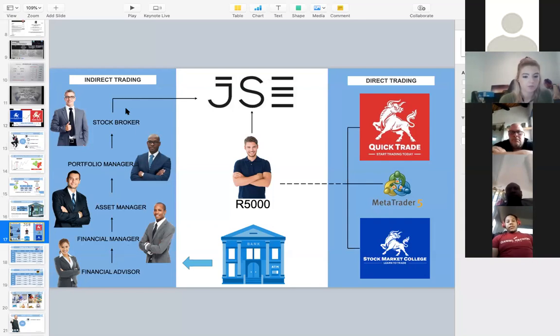Now, what Stock Market College does is they take you as a client, they teach you how to trade exactly like these people on the left-hand side are doing, by using the platform MetaTrader 5, and then Quick Trade as our broker to help you trade directly on the JSE. So now, not only have you cut out all of these people who are taking all the percentages, but you're only going to spend money on your college and your brokerage fees for Quick Trade, which is not even 1% of whatever you earn on the Johannesburg Stock Exchange.